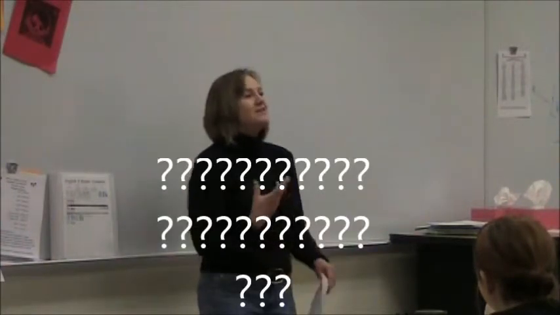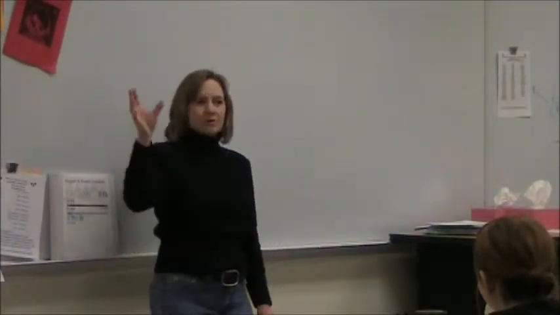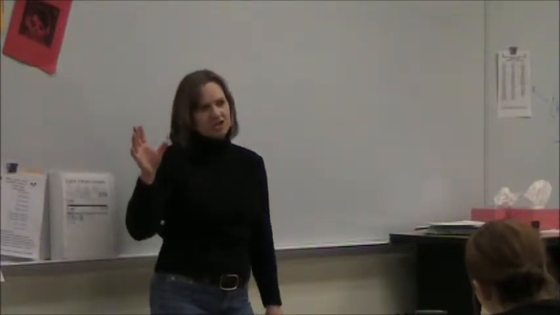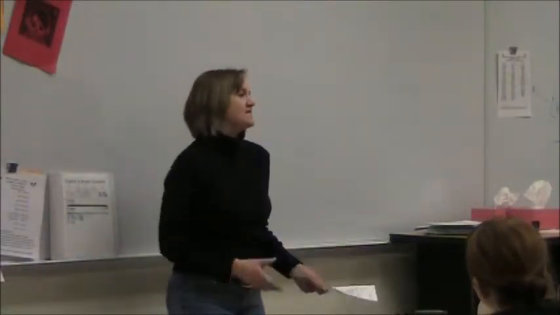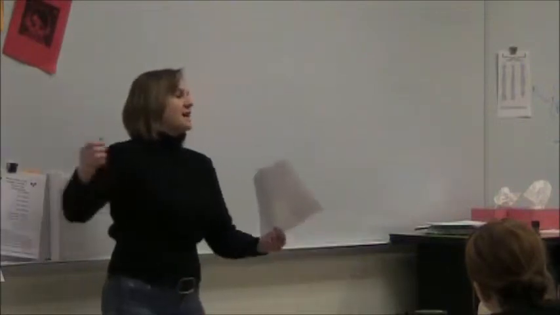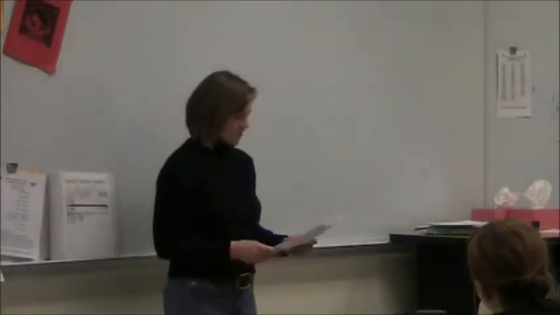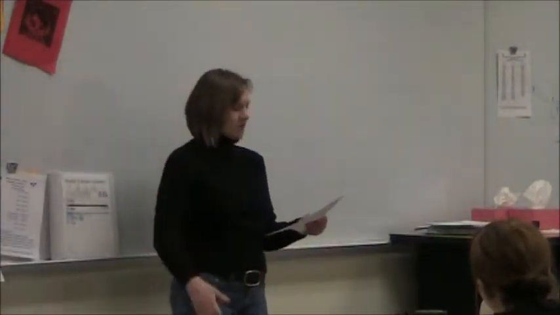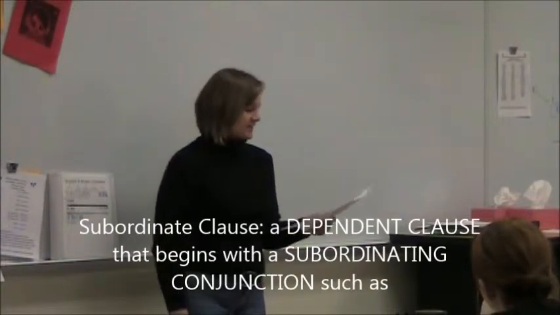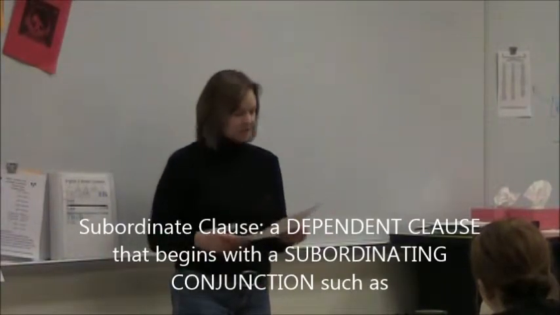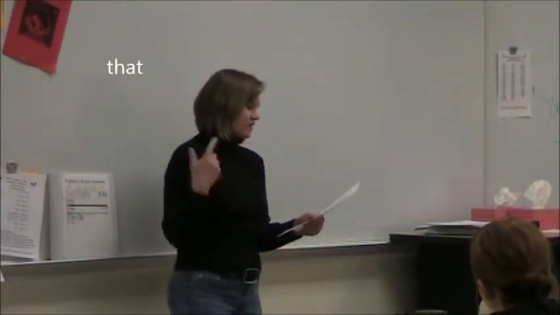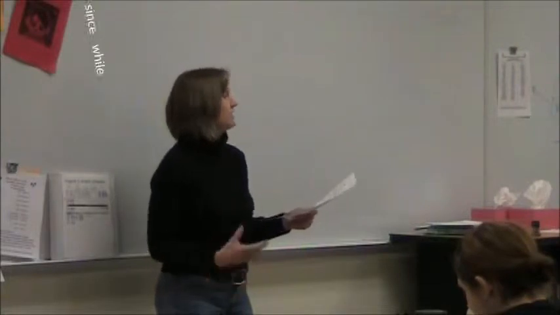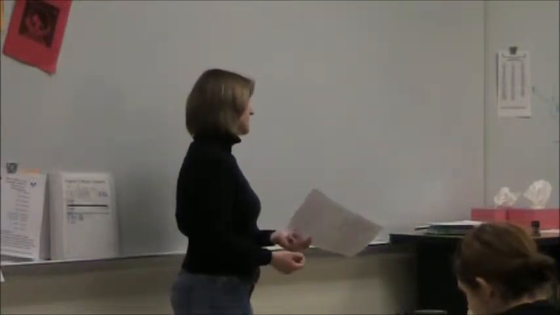Tell me more. So if I put one of these words, we call that a subordinating conjunction. It's a word that ties a dependent clause onto an independent clause. So a subordinate clause is a dependent clause that begins with a subordinating conjunction, such as that, whether, if, because, when, whenever, since, while, etc. These are all subordinating conjunctions.